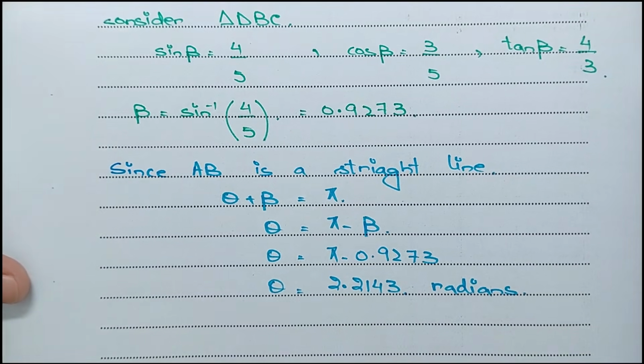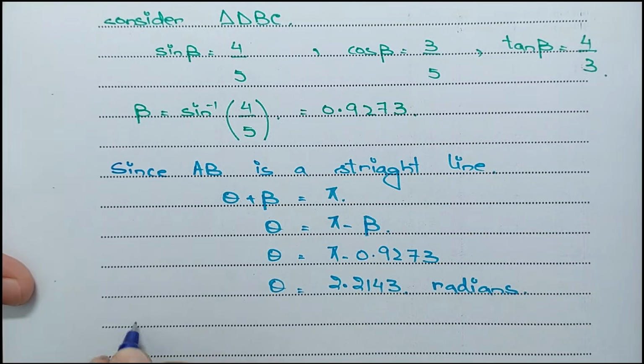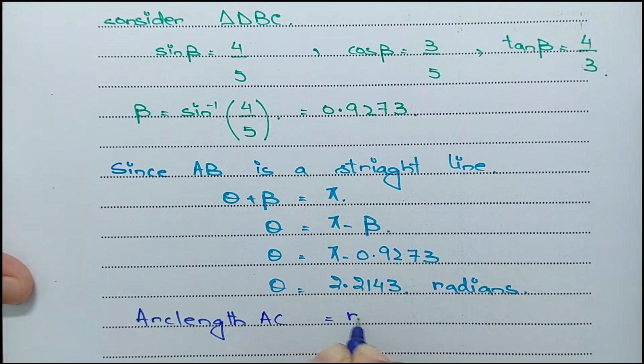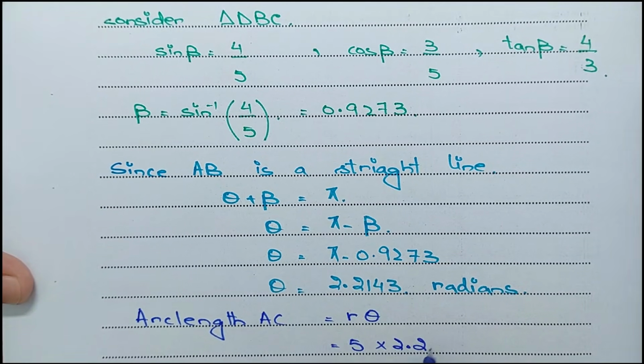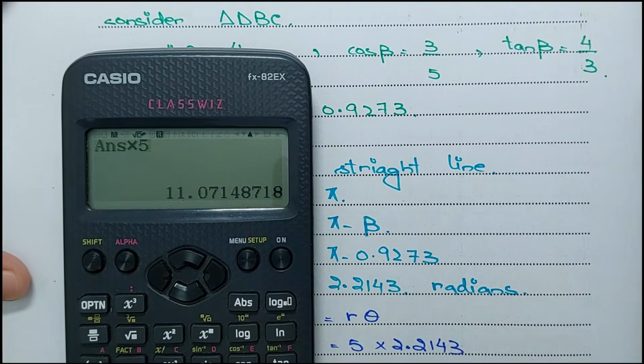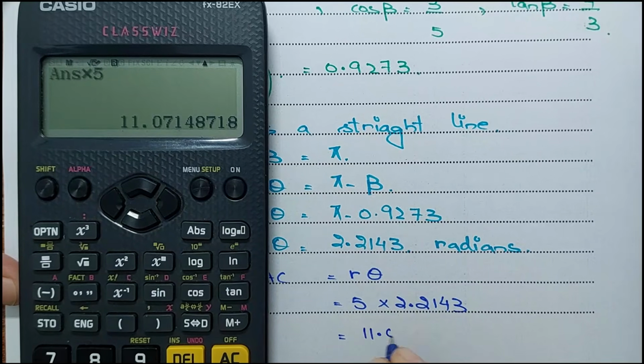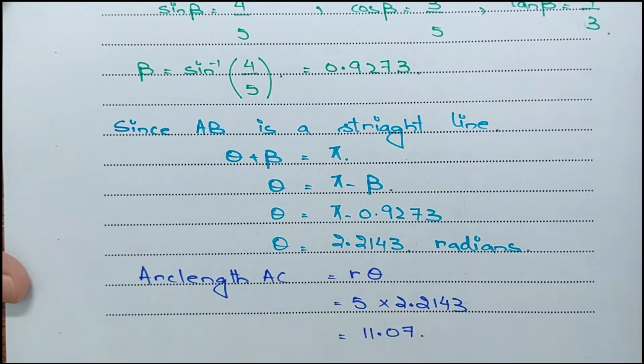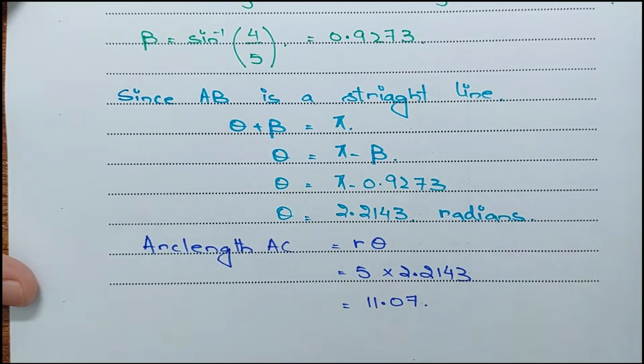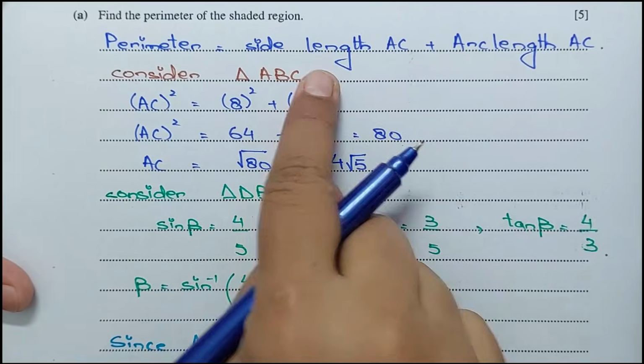Okay. Now let me figure out what is the arc length. The arc length AC is radius times theta. The radius is 5 and theta is 2.2143. Multiplying by 5 gives 11.07. Okay. Now let me substitute everything into the perimeter.